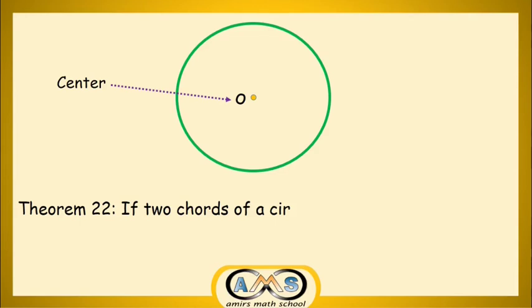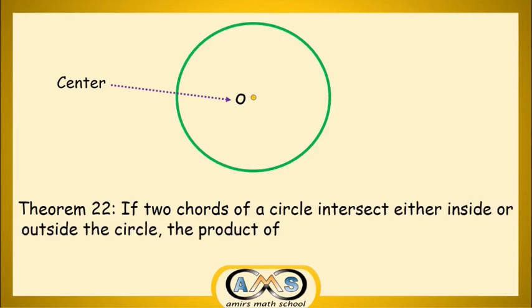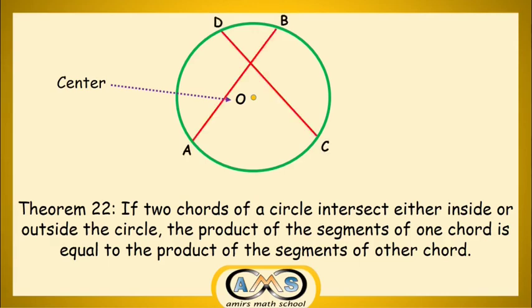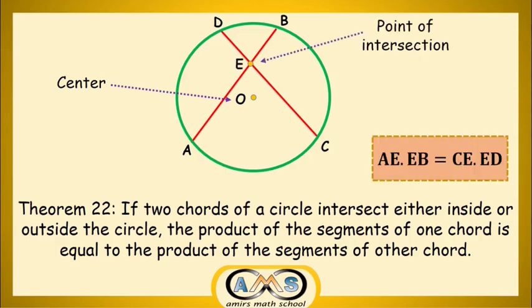Theorem 22. If two chords of a circle intersect either inside or outside the circle, the product of the segments of one chord is equal to the product of the segments of the other chord. That is, AB and CD are two chords which intersect inside at point E. In that case, AE multiplied by BE will be equal to CE multiplied by DE. That is, AE dot EB will be equal to CE dot DE.